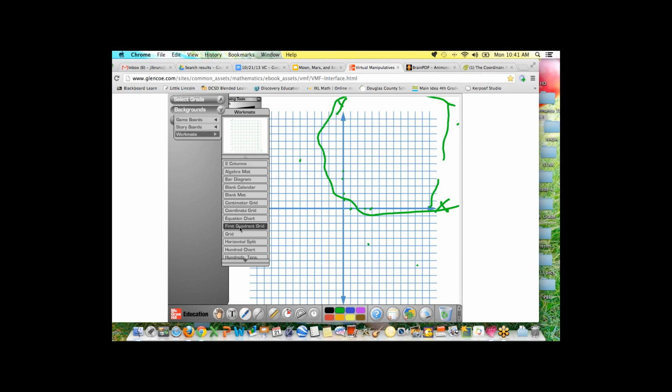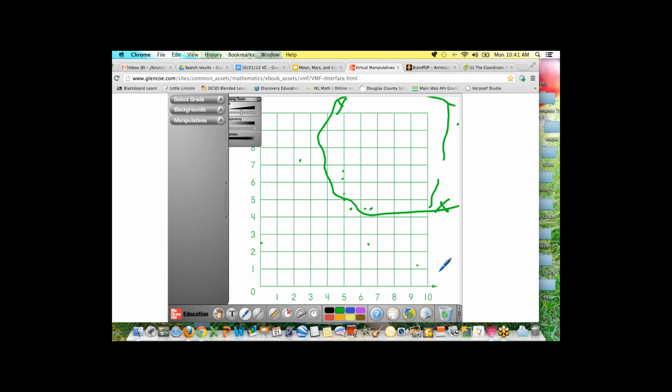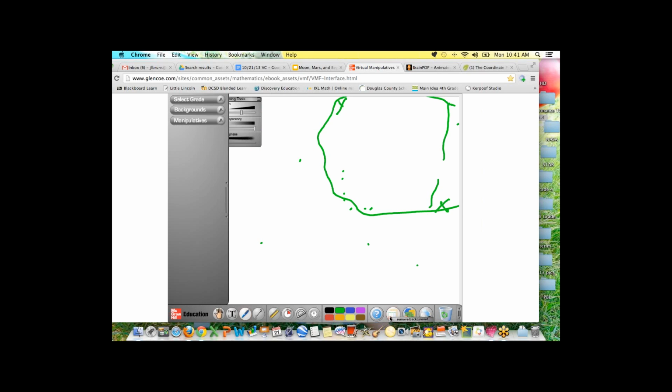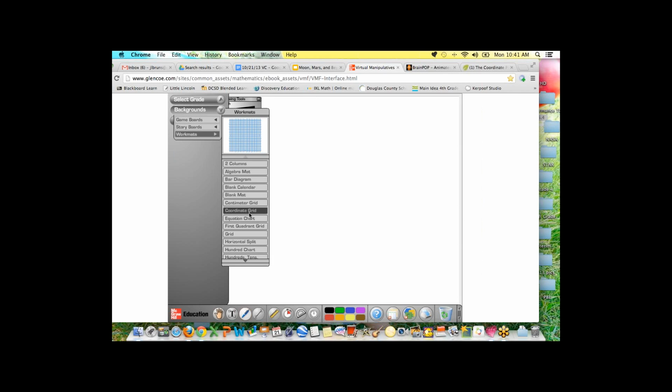In Moon, Mars, and Beyond, we're going to be working with mostly this section of the graph, the one that I'm circling right now. Not to say that these other 3 sections aren't important. This is where we're going to do most of our graphing, though, just this very first quadrant. So I'm going to show you a different background that shows only this first quadrant.